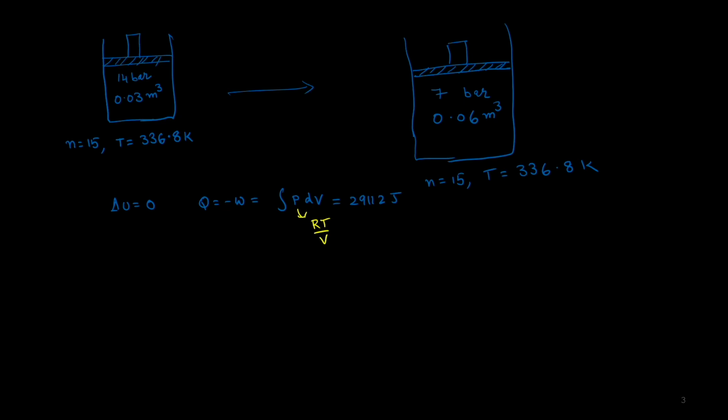So the total work output from the process is 29,112 joules, right? How much is the heat that we need to supply to get this work done? Q is also equal to 29,112 joules. The system has lost work, so W is going to be the negative of that, this many joules.